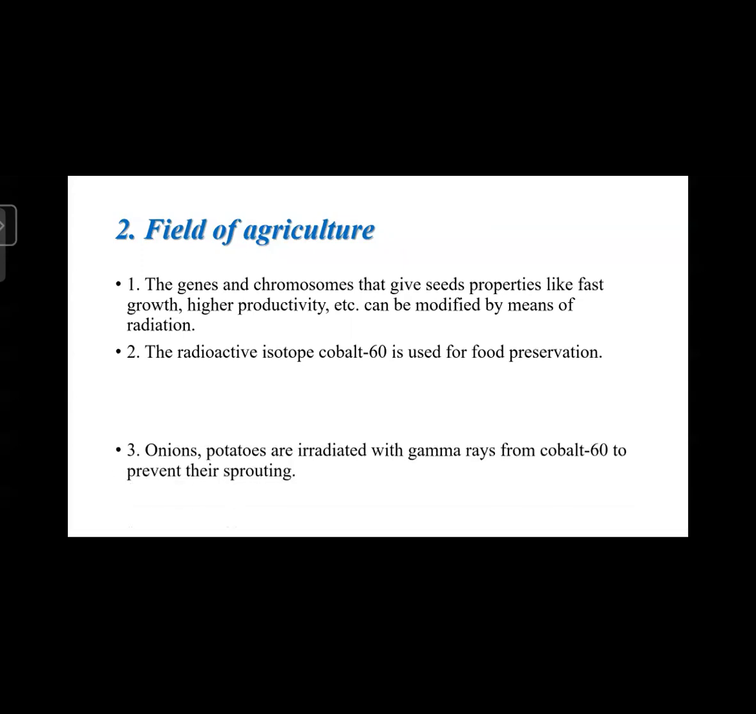Now, the second field is the agricultural field. The genes and chromosomes that give rise to seed properties like fast growth, higher productivity, etc., can be modified by means of radiation. The radioactive isotope cobalt 60 is used for food preservation. Onions and potatoes are irradiated with gamma rays from cobalt 60 to prevent their sprouting. Strontium 90 is used as a tracer in research on various crops.